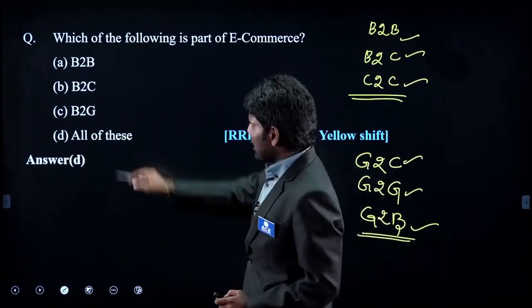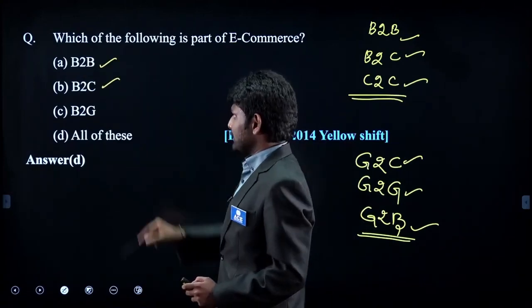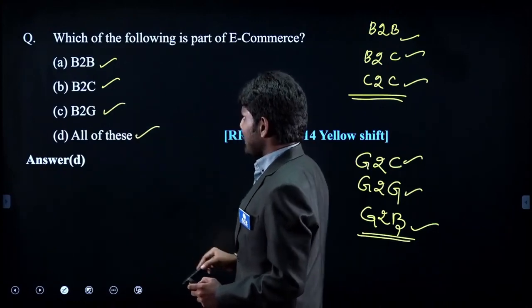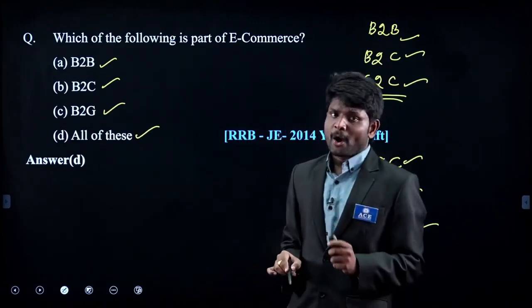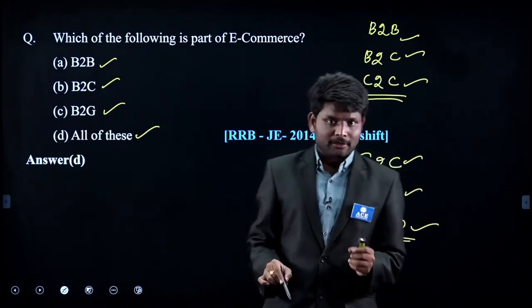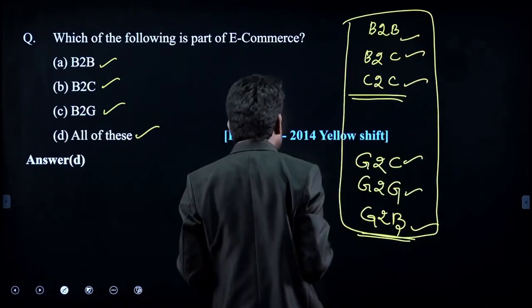If you observe here, they have mentioned B2B, this is part of e-commerce, B2C, this is part of e-commerce, B2G, this is also part of e-commerce. So all of these is the answer for this question. Hope this point is clear for you. So what you need to understand here, in the previous question, you understood there are 6 categories based on the buyers and sellers.